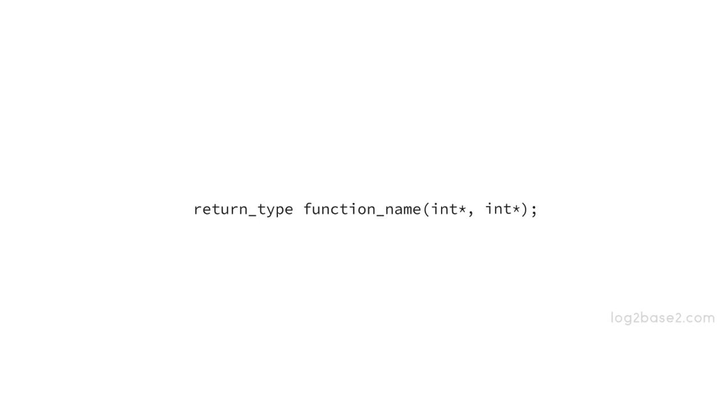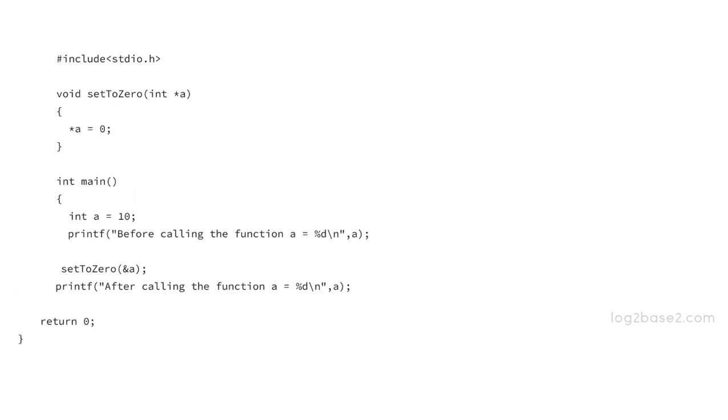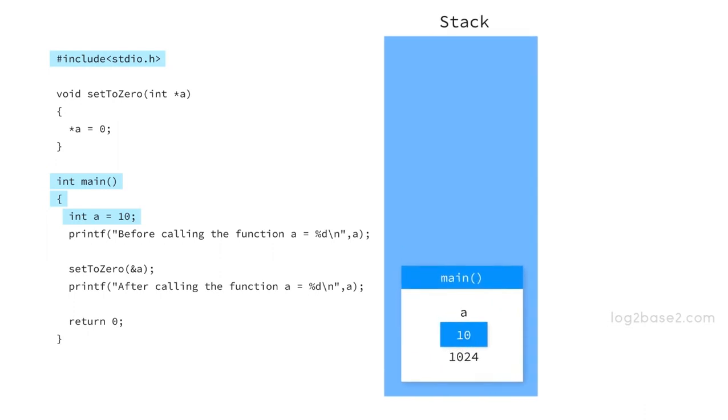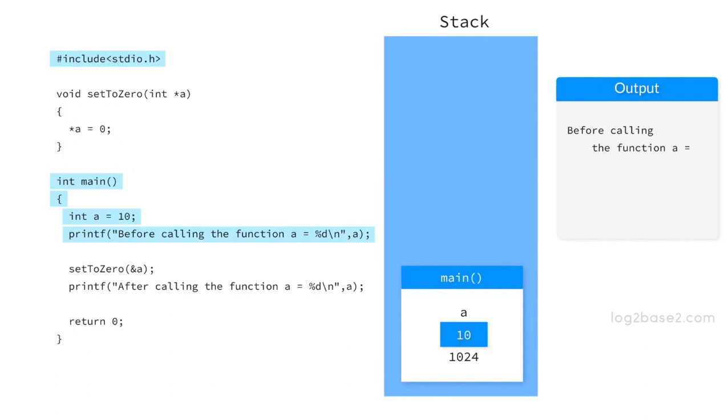To understand this better, let's consider this simple C program. We have the main function and a user-defined function set to 0. As we know, execution begins from the main function and we are declaring an integer variable a and initializing it to 10. Now we have a printf statement printing "before calling the function a equal to" and printing the value of a, which will print 10. And then we are calling the function by passing the address of a.